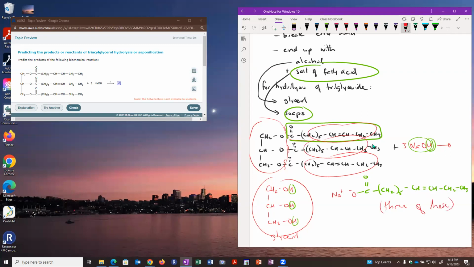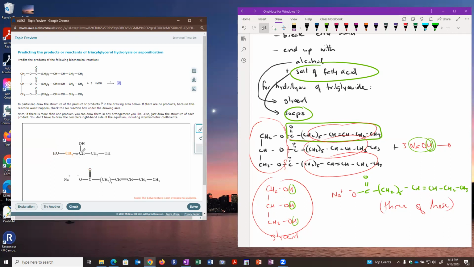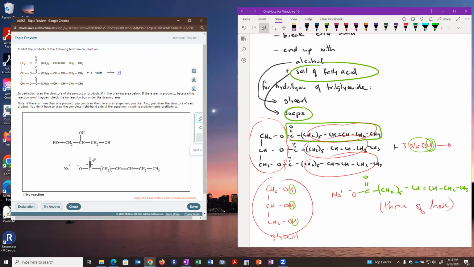So when you draw your products in your ALEKS template, that's what we need to draw down here. All right, so we have our glycerol that's shown, 1, 2, 3 carbons, OHs off of each of the carbons. And then we have our salt of the fatty acids. We have a C double bond O, CH2 5 times, CH with a double bond to another CH, and then we have our CH2, CH3 at the end. And at the other end of the molecule, we have our C double bond O minus with the Na plus floating around right next to it. Right, so this is our salt of the fatty acid down here. That's the soap. And then we have our glycerol, which is the alcohol.